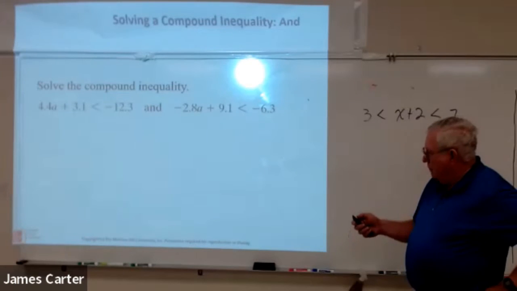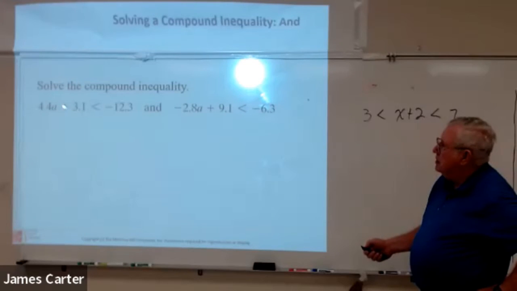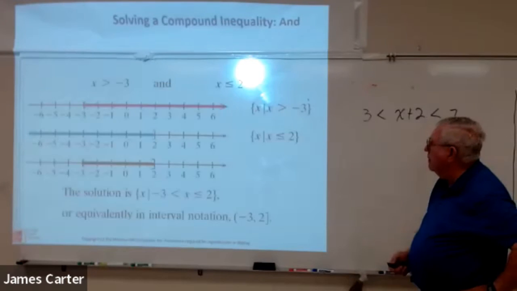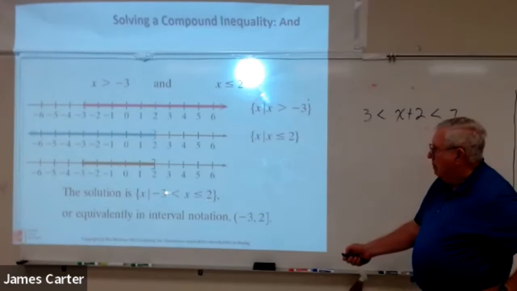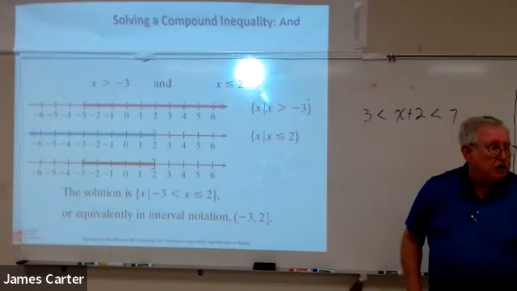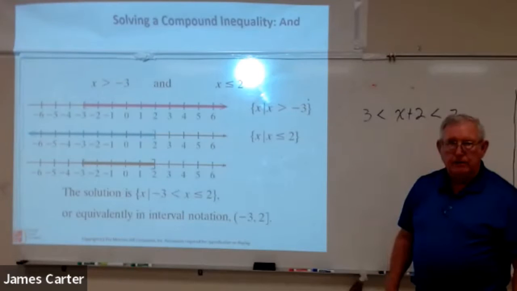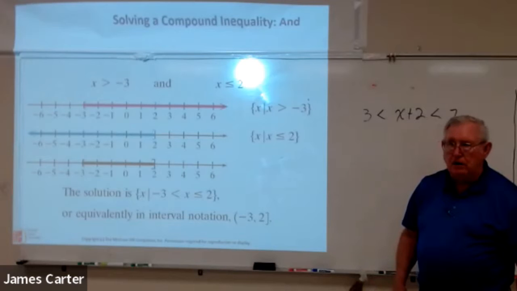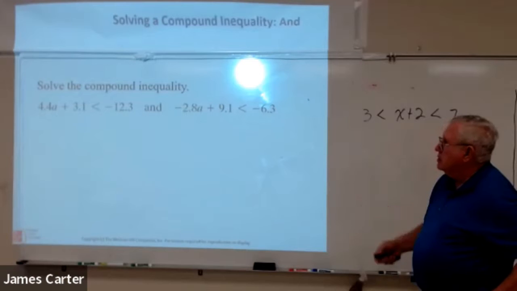Okay, solve this compound inequality. We've got this business is less than that, and this business is less than that. Oh, by the way, let me back up. Notice in this, both symbols are facing the same direction. That is an absolute requirement. Both either have to go this way or they both have to go the other way. Okay. Now back to this problem.